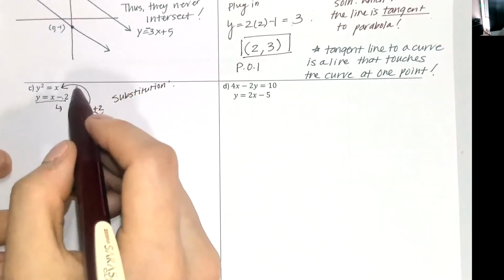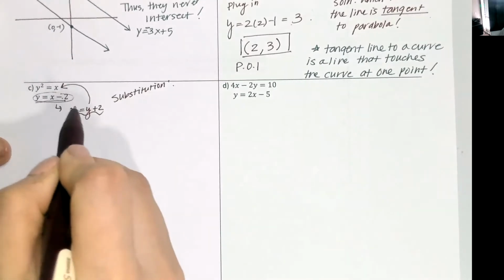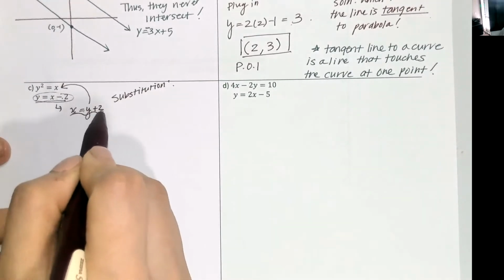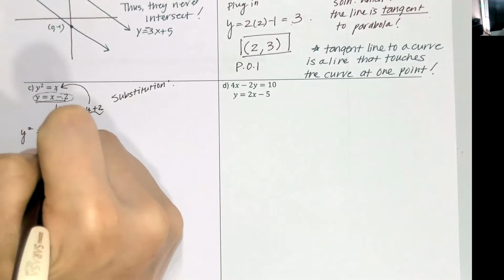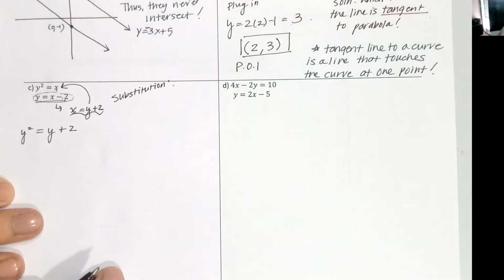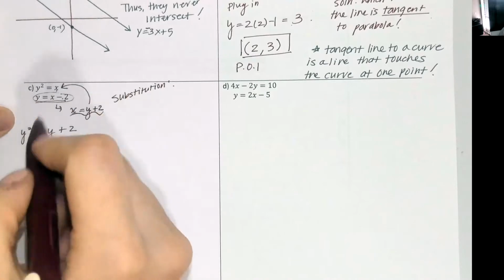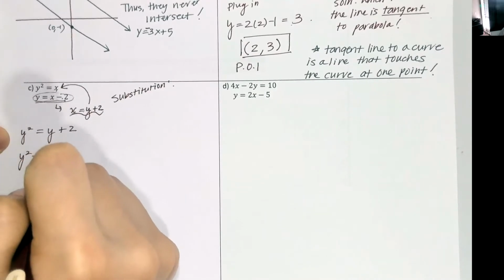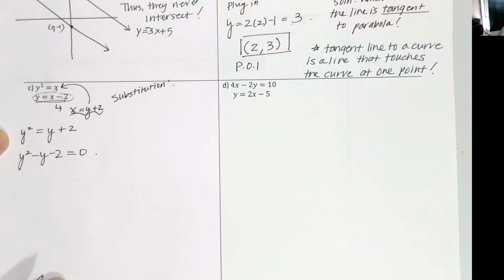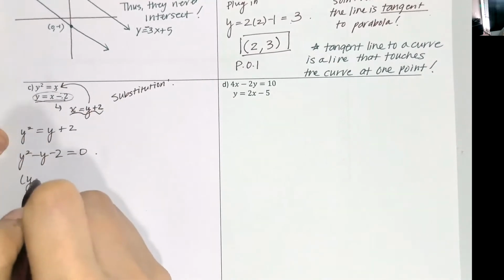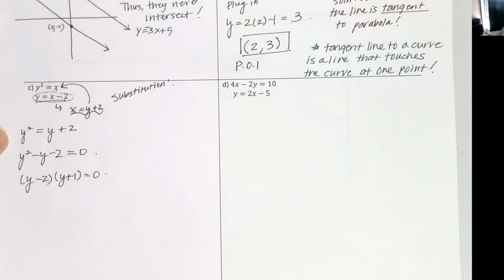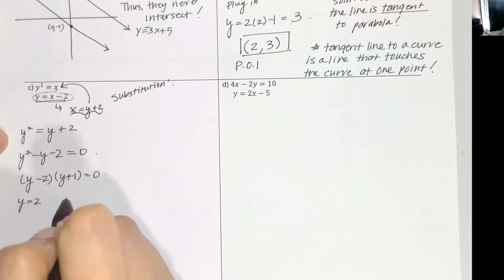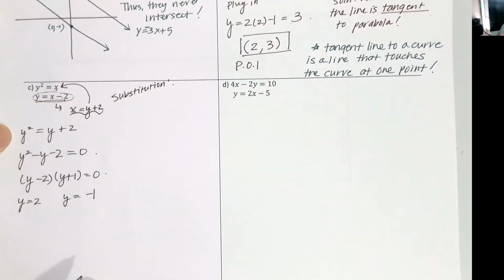So then I have this equation rewritten as x equals y plus 2. Plug it in there. You have y squared equals y plus 2. Make this equation equal to 0. Subtract everything to move it to one side. Here's your quadratic factor, y minus 2 times y plus 1. You get y equals 2 and negative 1.